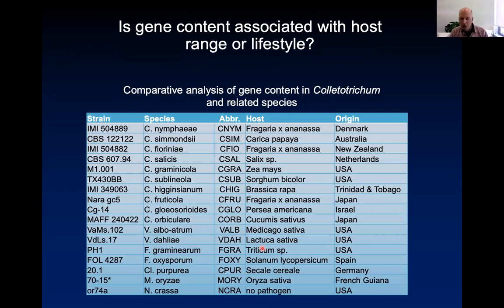So for the next few slides, I'm going to show some research that we did with the species that you see in this table. These are all strains of Colletotrichum and also some non-Colletotrichum species down here at the bottom that we included as sort of outgroup species. All of these at the time that we started this had genome sequences available.